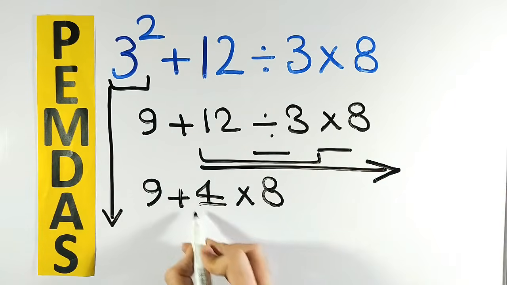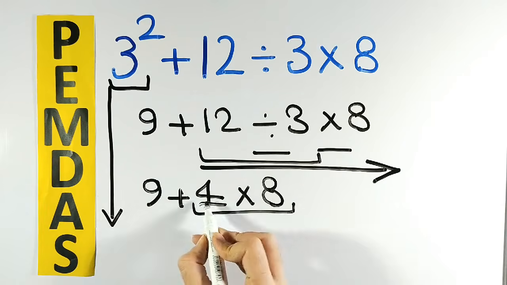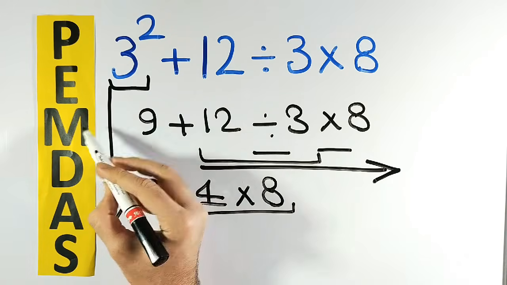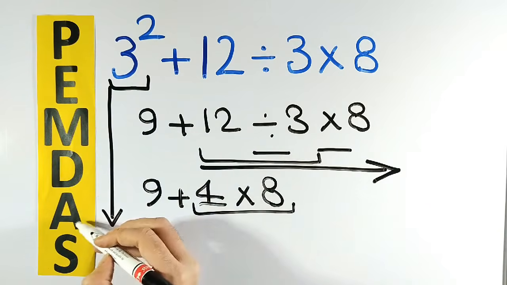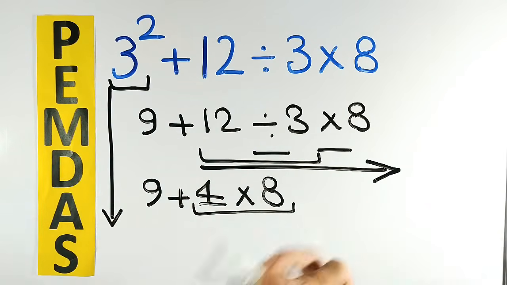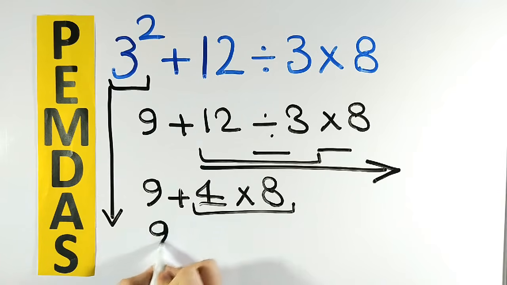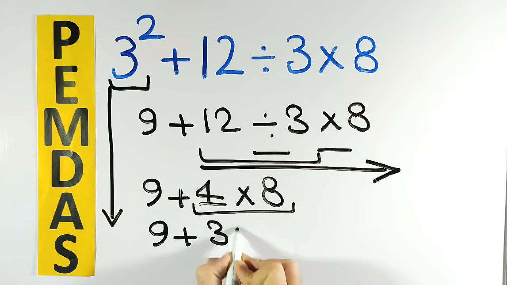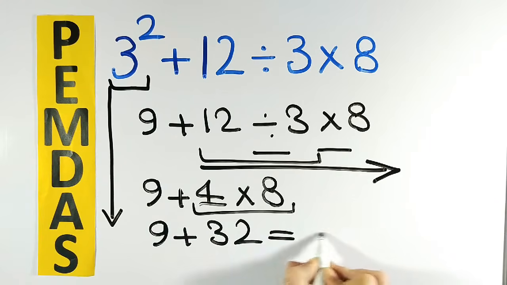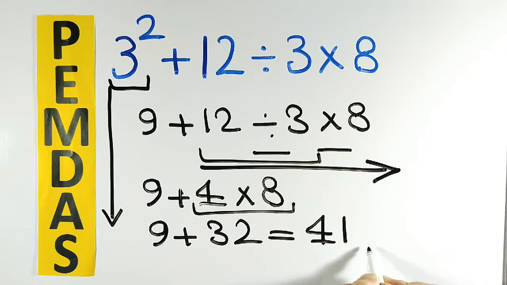And the final step, we go for the multiplication between 4 and 8, because multiplication has a higher priority than addition. So, we rewrite this expression as 9 plus 32, which finally gives us the answer 41.